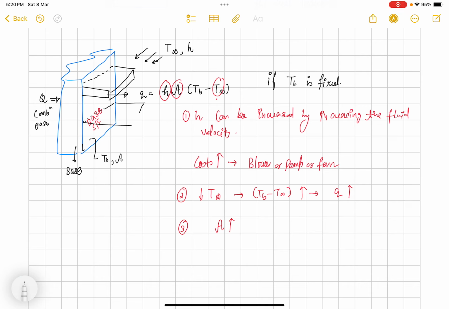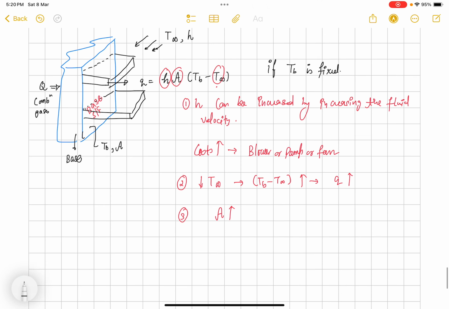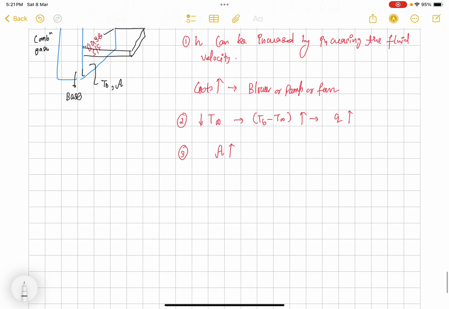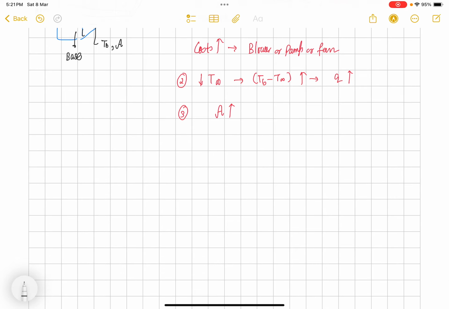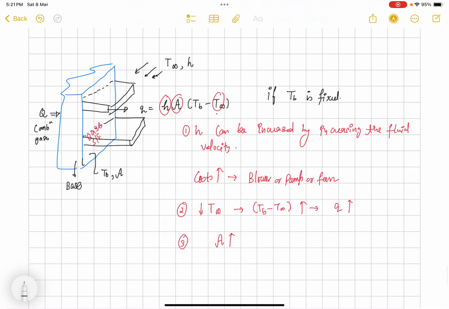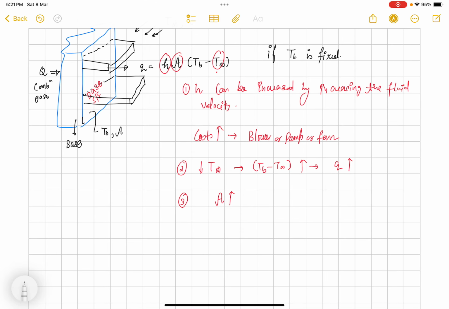Per se, this extended surface we are adding to this base surface is of uniform cross section along the length. Okay, so these extended surfaces will enhance the heat transfer. And the temperature variation along these extended surfaces is strongly dependent on the material which we are using for these extended surfaces.